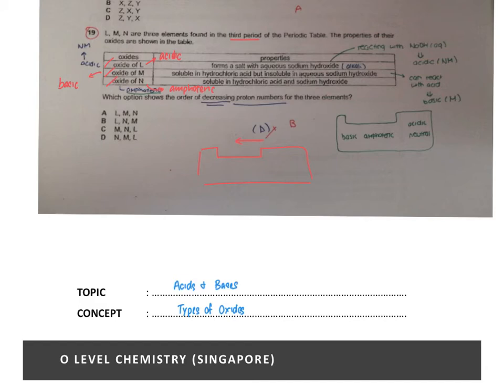Then we need to recall the next thing is that metals, which are found on the left of your periodic table, tend to form basic oxides. Non-metals which are found on the right of your periodic table, tend to form your acidic oxides. And your amphoteric oxides are mostly found in the middle.